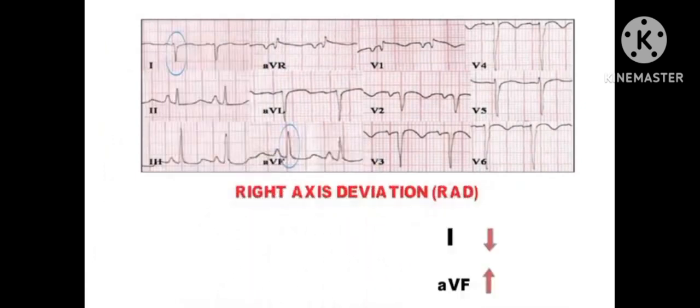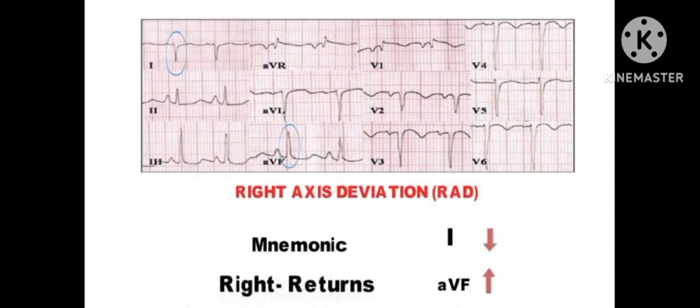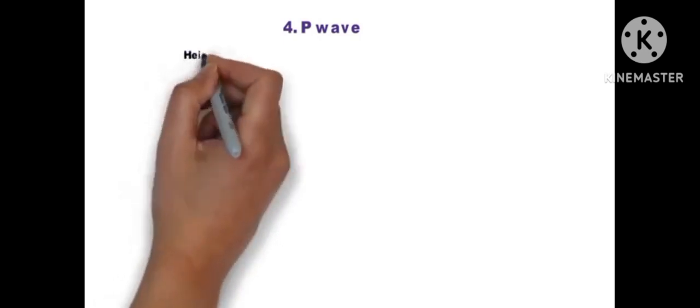So this is a right axis deviation, and you can remember this by a mnemonic: right returns. Step 4 is P wave. So first of all, see whether P wave is present or not. If present, see the morphology. For P wave morphology, we'll look at lead 2 and V1.